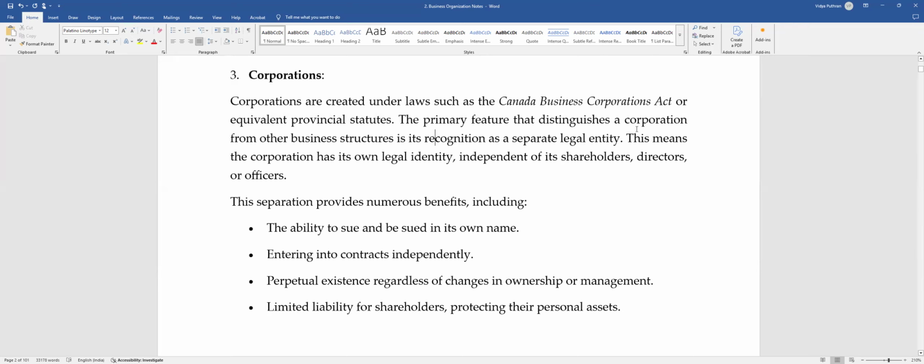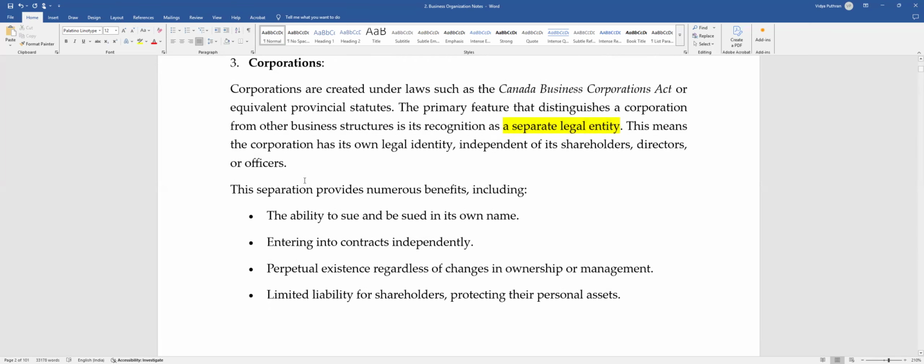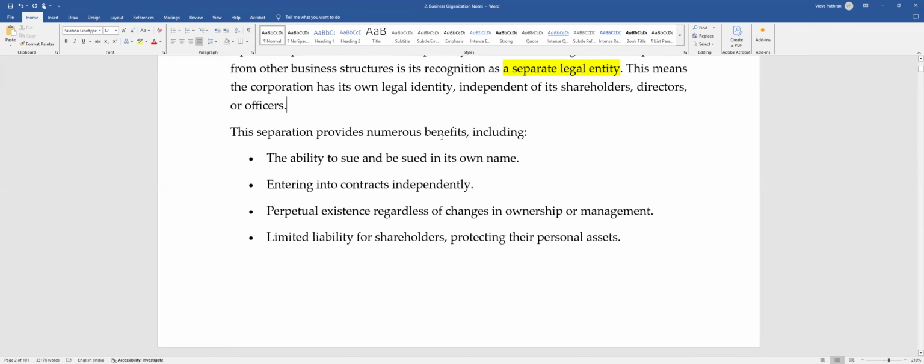The primary feature that distinguishes a corporation from other business structures is the recognition as a separate legal entity. This is something that is unique from a partnership or a sole proprietorship. So here it has a separate legal entity. This means that the corporation has its own legal identity independent of its shareholders, directors or officers. The people involved, that is shareholders, directors or officers, will be related to it, but they don't have the same identity, and the corporation is totally separate. This separation provides numerous benefits.